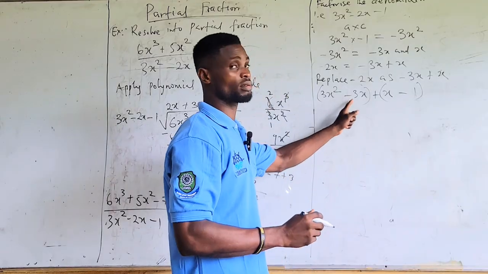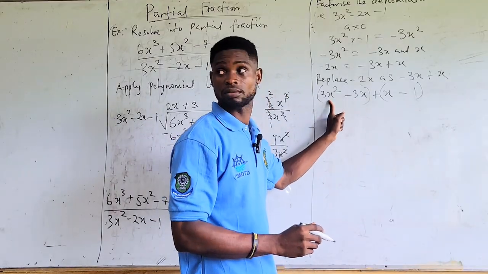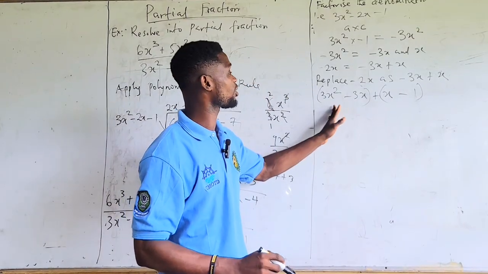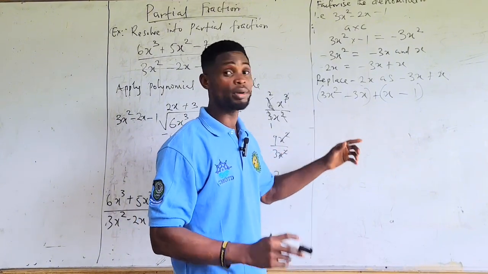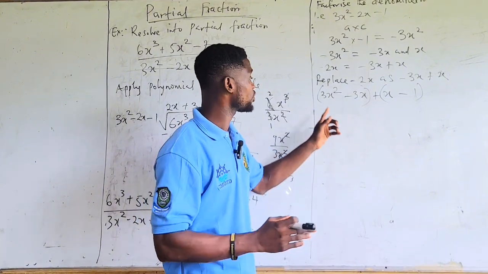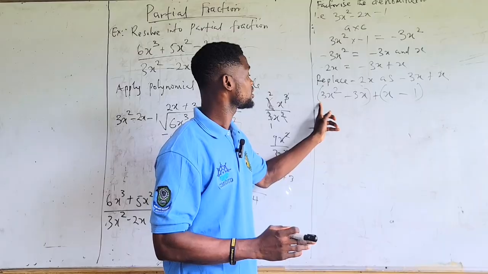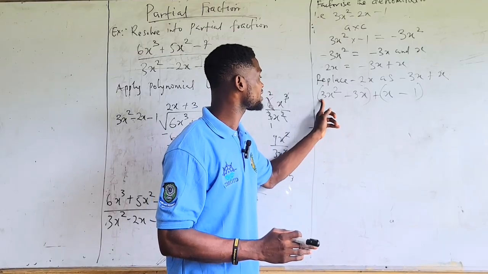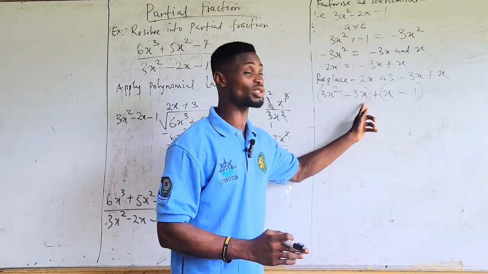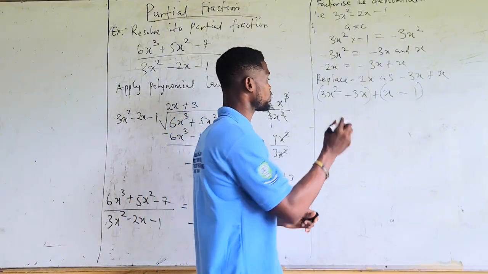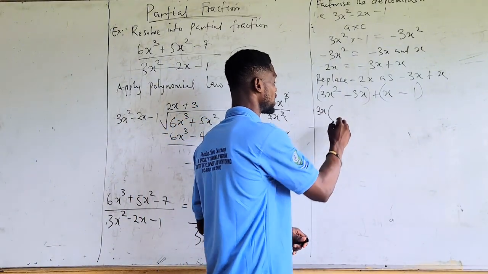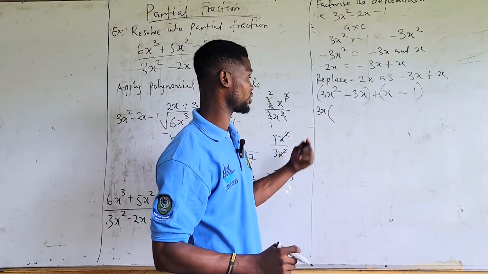What's common here? The common factor here is what? 3x. What do you mean by common factor? What they have in common. If you look at this bracket, what do they have in common? There is 3 here, there is 3 here, there is x here, there is x. What they have in common is 3x. So we have 3x, you factor it out. The common factor, factor it out.